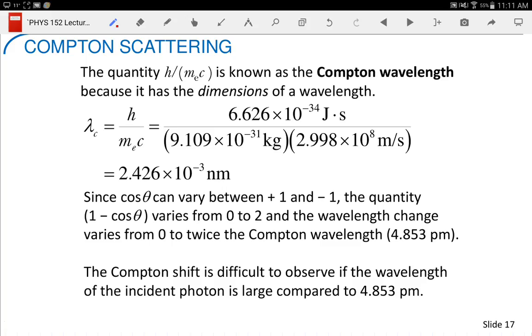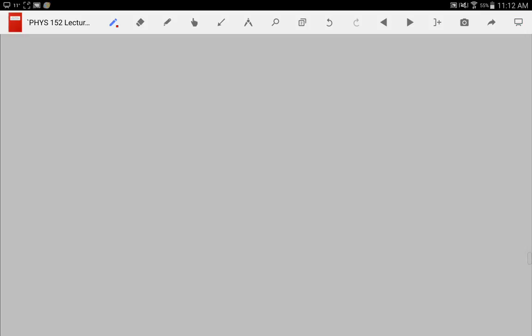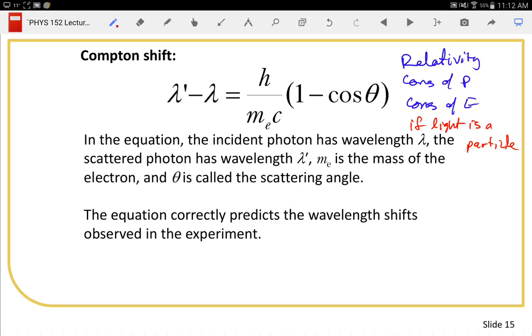or 4.853, doubling that, or you could write that as 2.426 picometers if you prefer to not put 10 to the minus third times 10 to the minus 9. That's a really, really small wavelength. And with that Compton scattering equation, you're looking at the difference in wavelength. So you need to be able to measure a difference in wavelength that is no bigger than 2 times that Compton wavelength. I'm going to go back to where I think I have the Compton scattering equation.